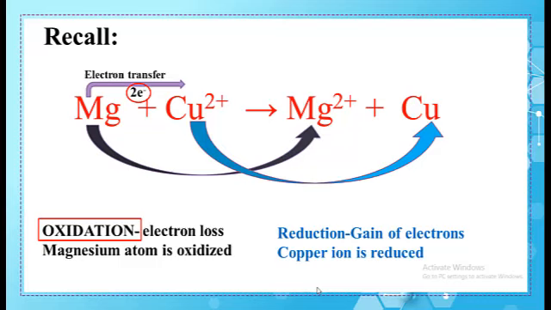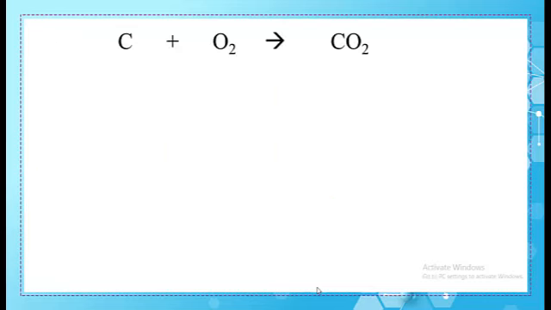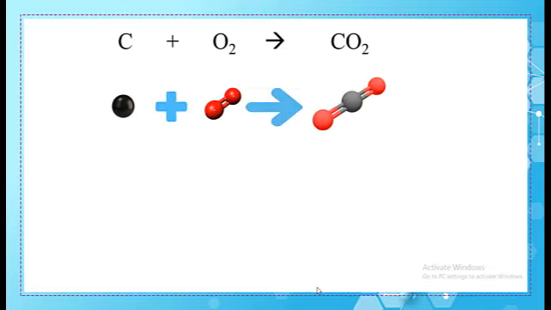So, the species that undergoes oxidation half reaction is called reducing agent, while the species that undergoes reduction half reaction is called oxidizing agent. Consider this reaction. Carbon plus oxygen gives carbon dioxide. As you see here, carbon atom reacts with oxygen element in order to give carbon dioxide.